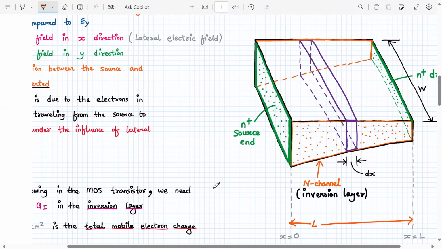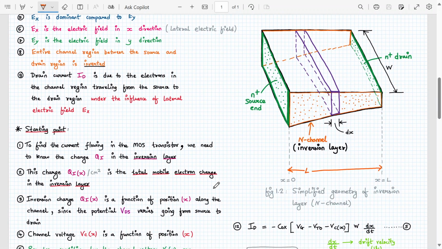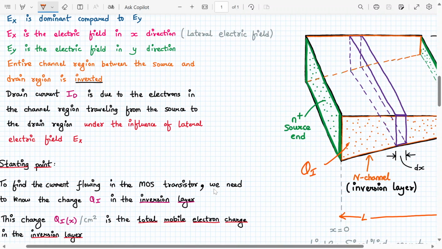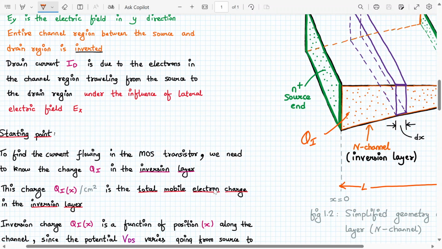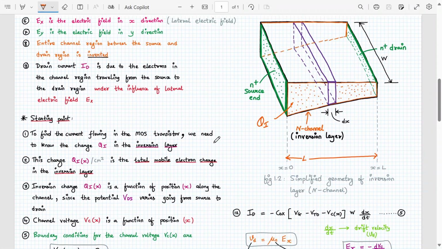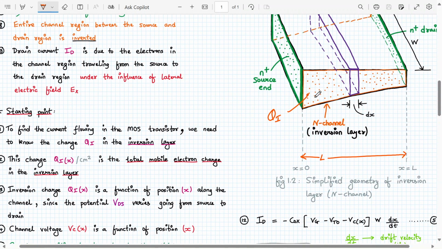Now what do we do with this picture? The starting point is to find the current flow in the MOS transistor. We need to know the charge Qi in the inversion layer. How much is the charge over here? What is Qi called? Inversion layer charge. So Qi is the total mobile electron charge in the inversion layer. Agree? Now, can you tell me, is this Qi a function of x?